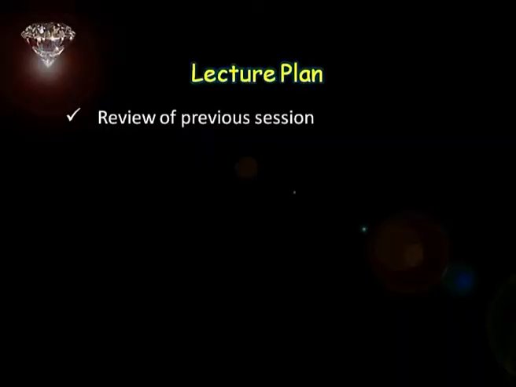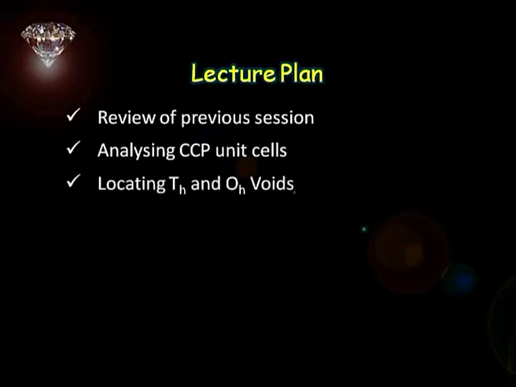Today's session has been planned as follows. To begin with, I will try to quickly review what we did in the previous session. Thereafter, I will spend a lot of time on analyzing the CCP unit cells, because we have shown earlier that they happen to be equivalent to the FCC lattice. In this process, we will see where the locations of tetrahedral and octahedral voids are in our CCP unit cells or FCC unit cells.